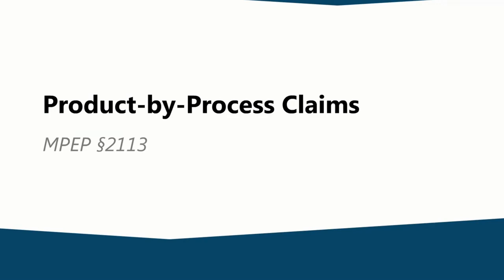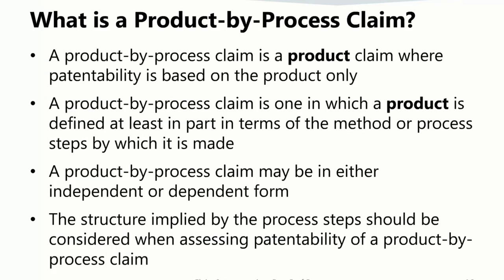Now on to product-by-process claims. A product-by-process claim is a product claim that uses process steps of how the product is made as claim limitations. Even though the product is claimed by the steps or process, a determination of patentability is based on the product alone, not upon the claimed steps of the process.